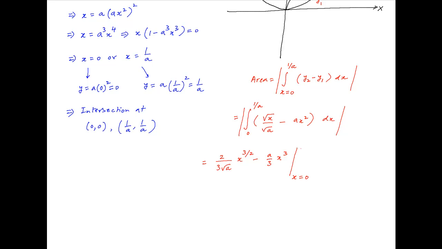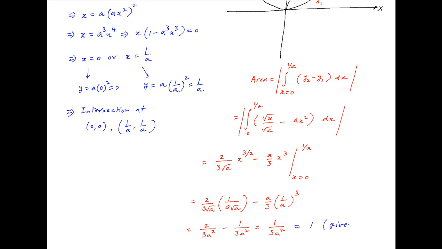This is equal to the modulus of [2/(3√a) · x^(3/2) − (a/3)x³], limits being x = 0 and x = 1/a. Putting in the limits, this is equal to 2/(3√a) multiplied by 1/(a√a) minus (a/3) times (1/a)³. This is equal to 2/(3a²) minus 1/(3a²), which simplifies to 1/(3a²).